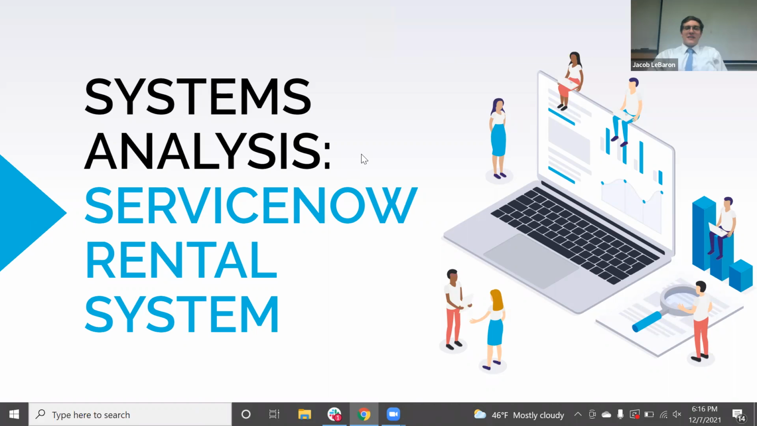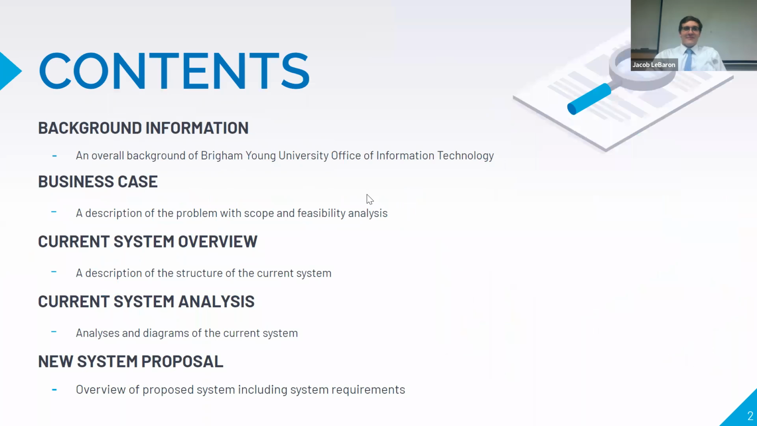And we are group 12 in section 2, and we're going to talk about the ServiceNow rental system and perform a system analysis on it. So this will be the map of our presentation. We'll talk a little bit about the background of this current system, the business case, as well as provide a system overview over the ServiceNow system, and then give a little analysis about it. And then we'll provide our proposal to make this system better.